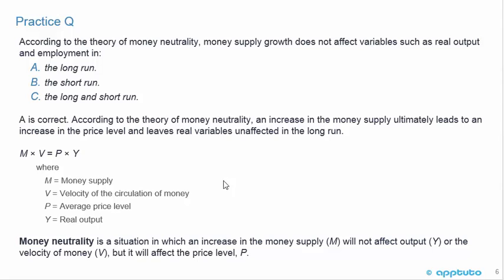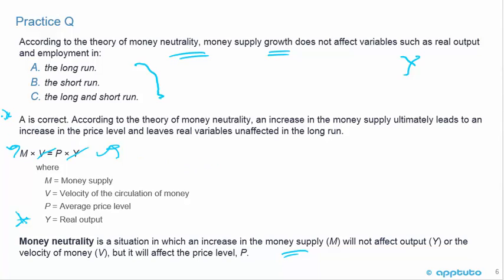Okay, I like this question because on a previous slide, and we're reviewing, it's often what we do is we memorize the formula M times V equals P times Y. So money supply times velocity equals the average price level times the real output. And then we talked about money neutrality as a situation in which an increase in the money supply will not affect output or the velocity of money, but it'll affect the price level, okay? So this question was talking about money neutrality. The money supply growth rate does not affect variables such as real output, which is the Y. But we hadn't talked about the short run, the long run, or the short and long run. So that's why it's important to focus on the finer details.